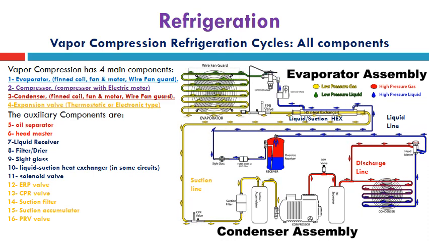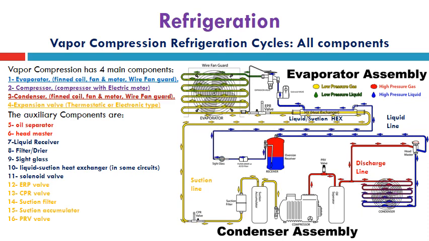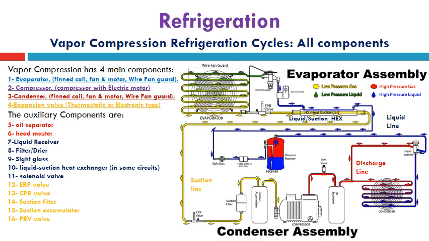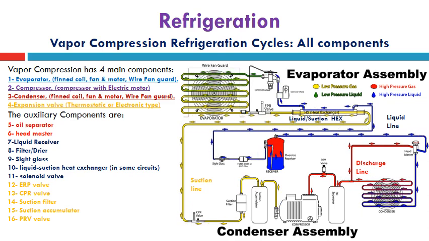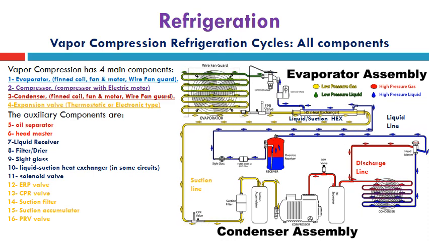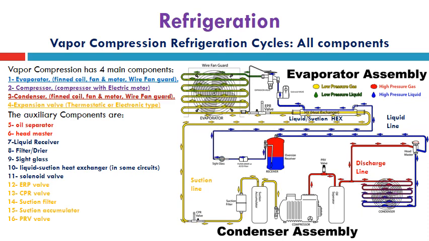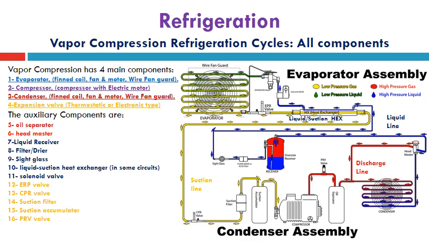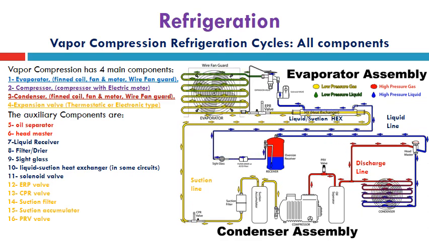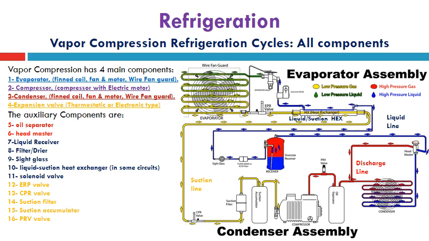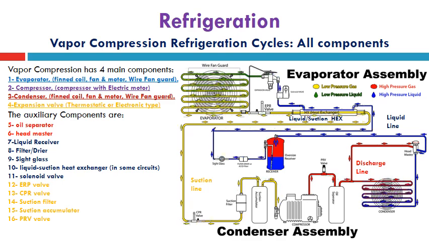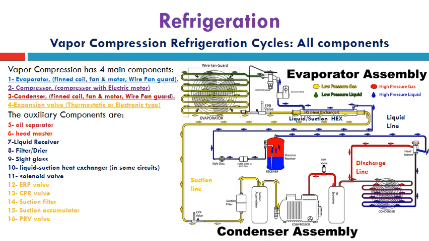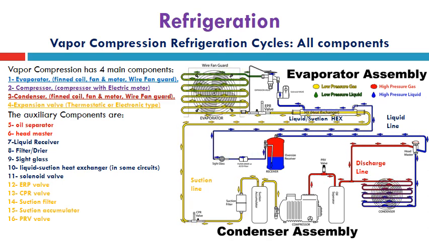Number 12 and number 13, EPR valve and CPR valve. The EPR is the evaporator pressure regulator, which regulates the pressure of the evaporator to ensure the performance of the compressor. However, the crankcase pressure regulator valve is also connected, but near the compressor outside the cycle, to control the crankcase pressure based on the compressor performance, to protect the compressor from working outside its design range and to save its lifetime.